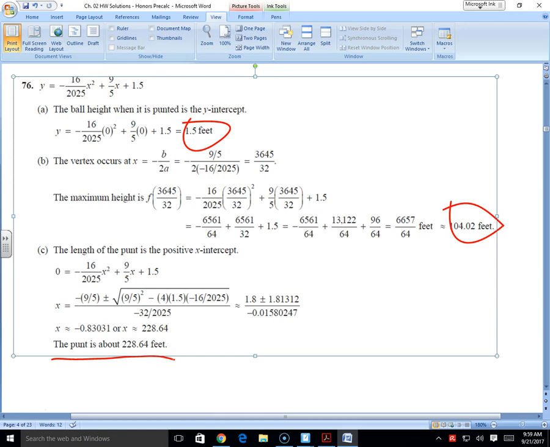Then it starts asking for the maximum height. Well, guys, what do we know about the max? It's the same thing as the vertex. And how do we find the vertex? Complete the square. These are nasty. So in this case, even I would have said maybe go to your calculator and get a decimal. I probably would have gone to the negative b all over 2a.